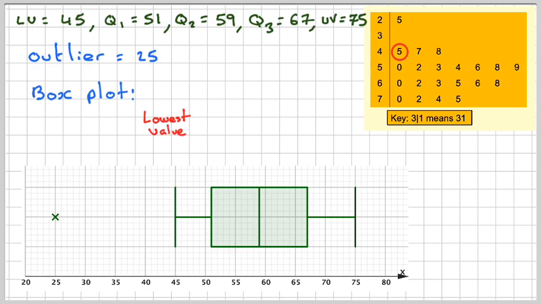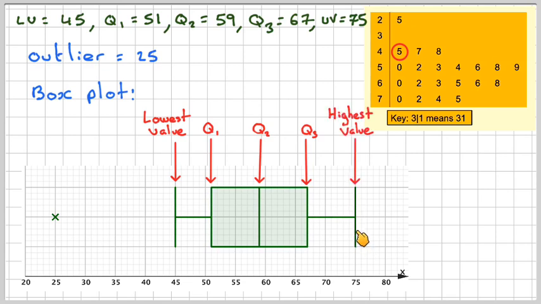We'll just explain which one is which. The lowest value is this whisker here. This is the lower quartile, Q1. This one is the median, Q2. This one is Q3, which is the upper quartile, and this is the highest value here.